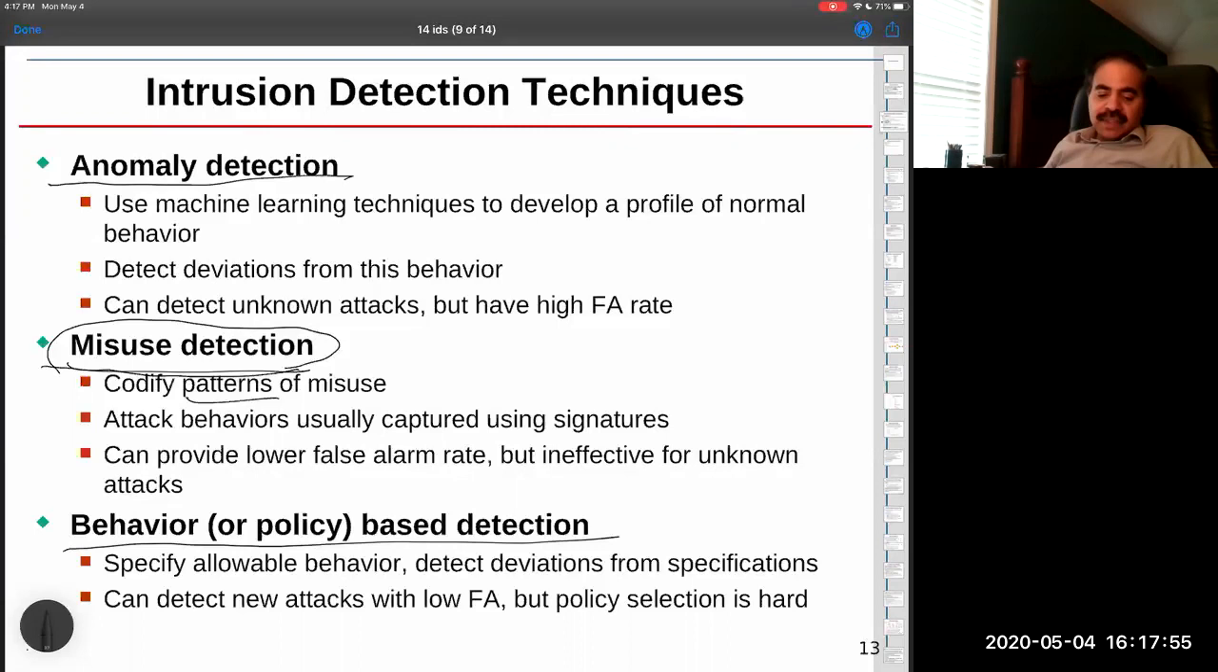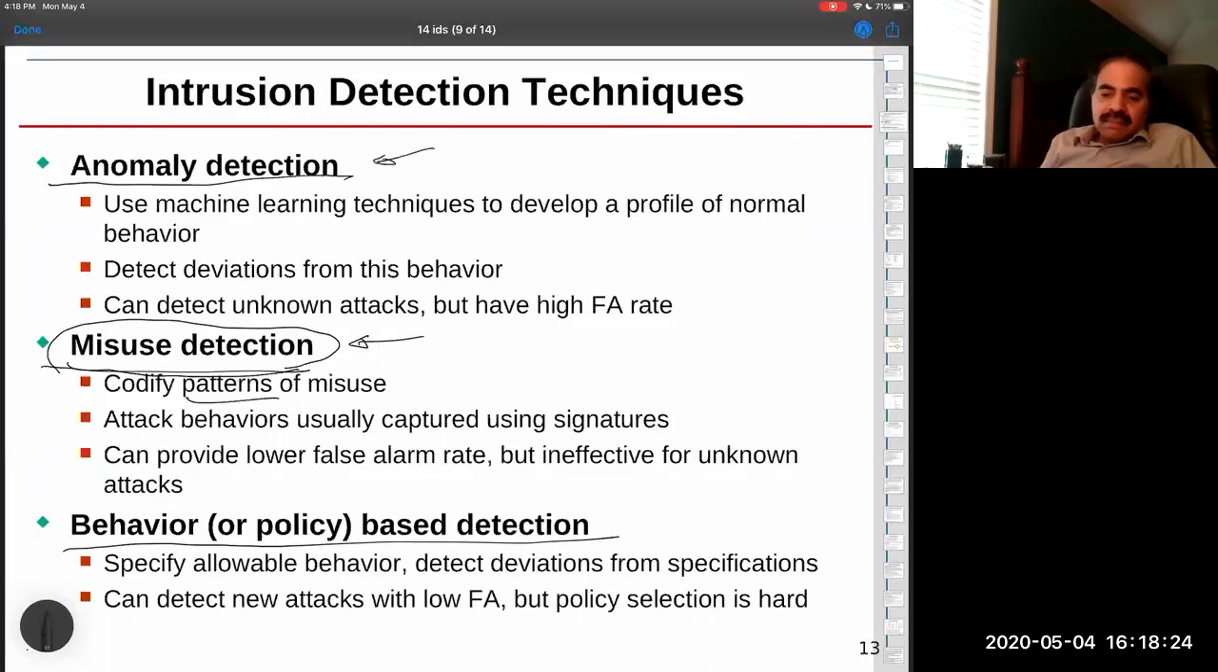But on the positive side, when you do see a match, you can be reasonably certain that you have an attack. And in addition, because you have exactly described some attack in the past, you know exactly what the attacker was trying to get at. So you have a much better understanding of what the attacker is trying to accomplish if you are using this kind of misuse detection.